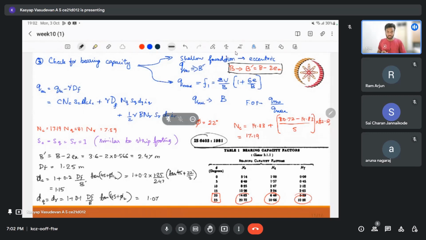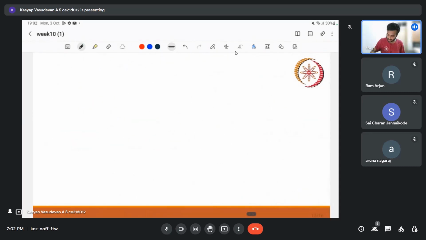The next one is inclination. Here our load is inclined, right? We have vertical loads as well as horizontal loads. So I can write i_c is equal to i_q is equal to 1 minus (alpha by 90) whole square. What is alpha? This alpha is nothing but the angle of inclination of our load. Our resultant load makes this angle alpha.